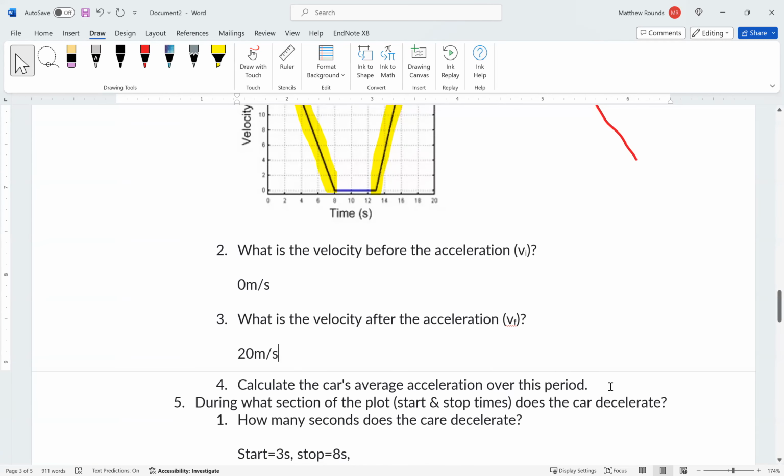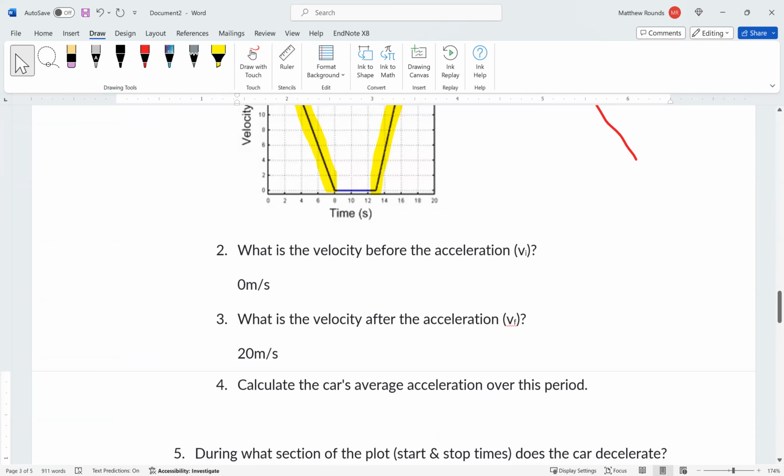Okay, now the acceleration is the final velocity minus the initial velocity divided by the time. We said that 4 seconds elapsed. Could you calculate that for us, please? Sure. The answer is 5 meters per second squared. All right. Hey, good job.